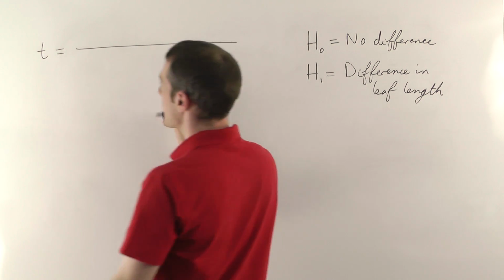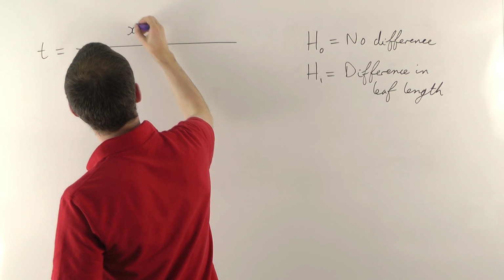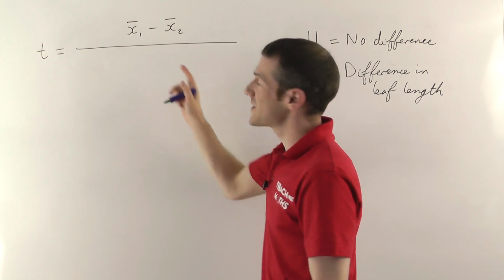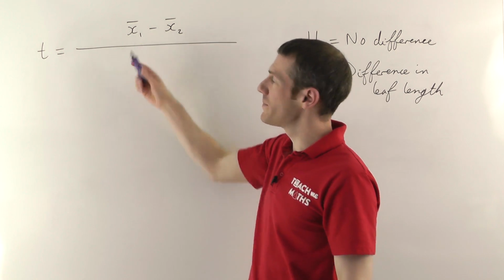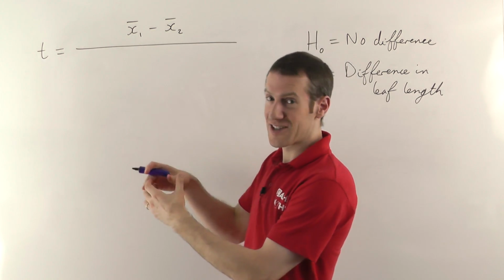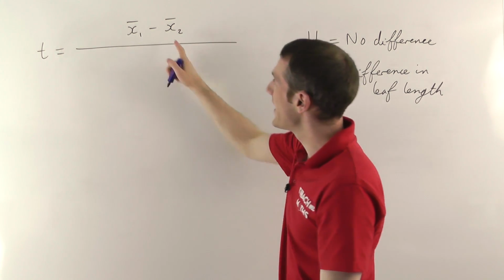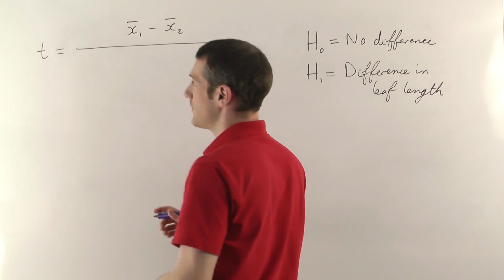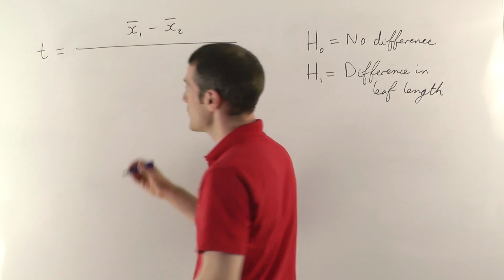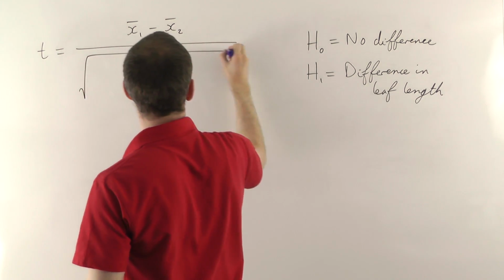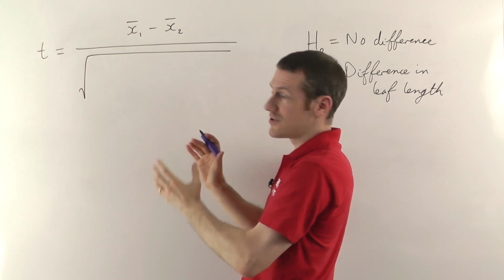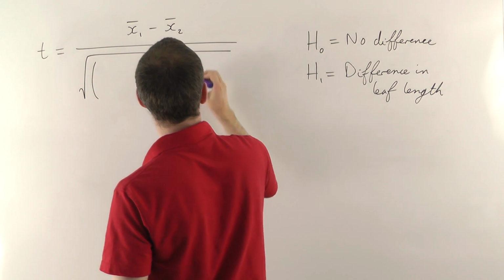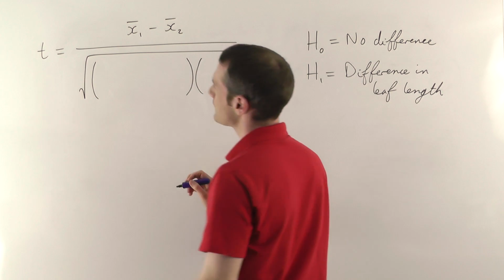On the top of this fraction you've got x1 bar minus x2 bar. Now x bar is the mean, remember, so x1 bar is the mean of the lengths of the leaves in the first sample, and x2 bar is the mean from the second sample. So that's fairly straightforward so far. On the bottom of this fraction though, you've got a giant square root. Everything inside here is going to be square rooted in a bit. And that's made of two brackets, we'll say.